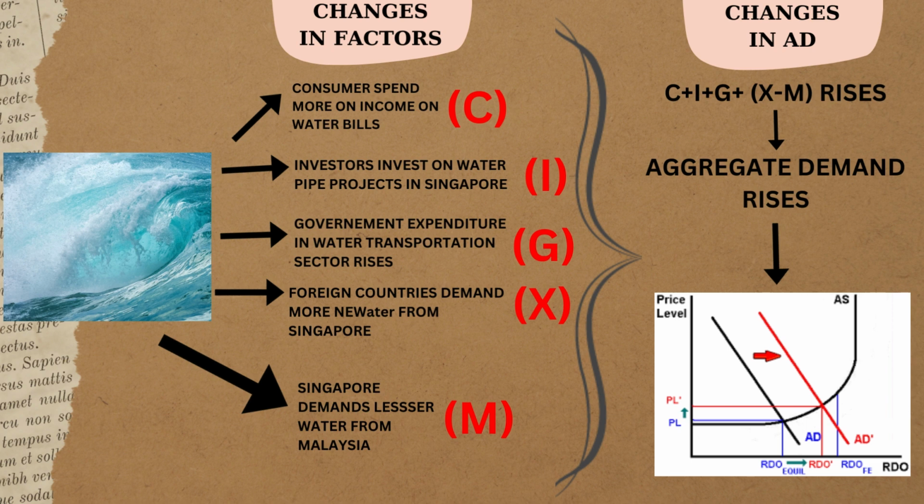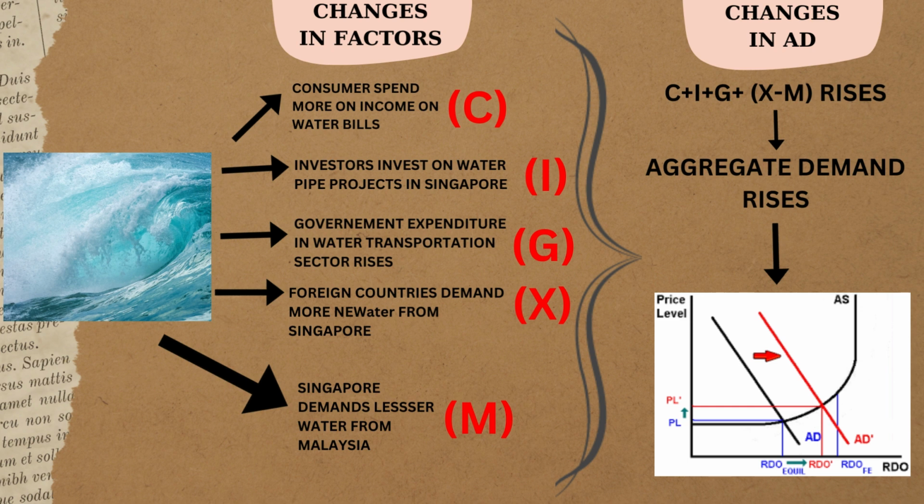Okay, so let's say firstly for consumption. Consumers spend more of their income on water bills. That means their consumption increases. And investors invest in water pipe projects in Singapore. So let's say they are going to build more pipes. Foreign investors come into Singapore, build more pipes, build more water networks, water connections. So the investment increases in Singapore.